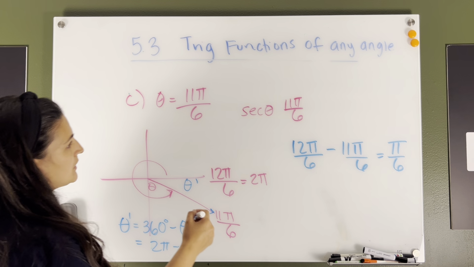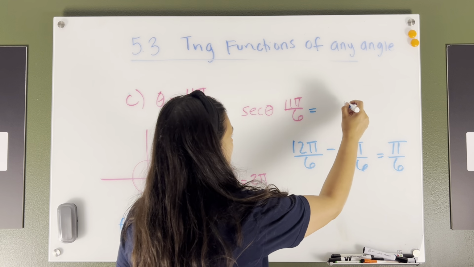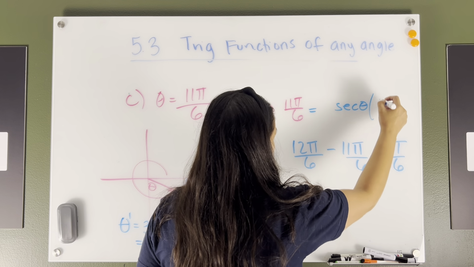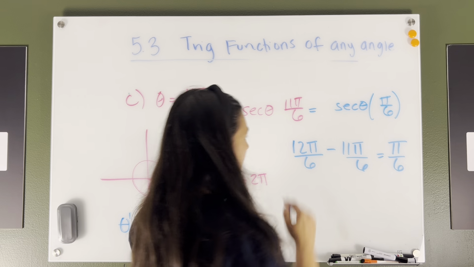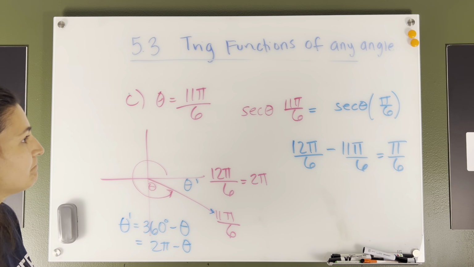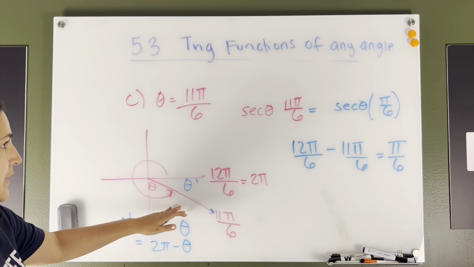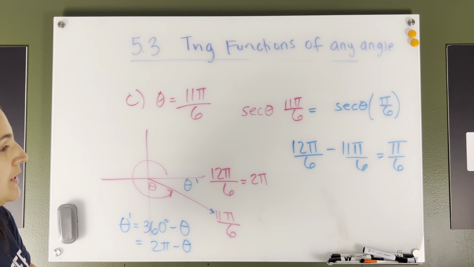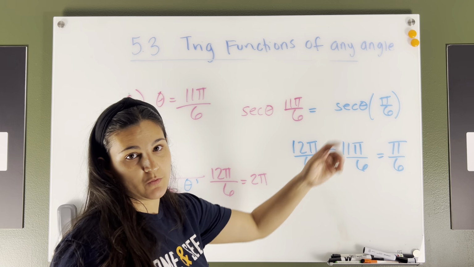So instead of secant 11 pi over 6, we are going to get the secant of pi over 6, but don't forget to check the sign in front. Now, in the fourth quadrant, what would secant be? Now remember that secant is 1 over cosine.